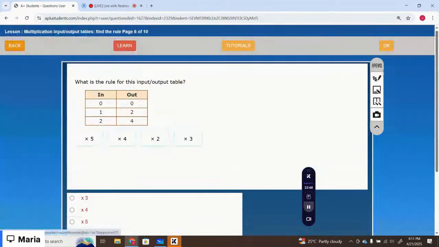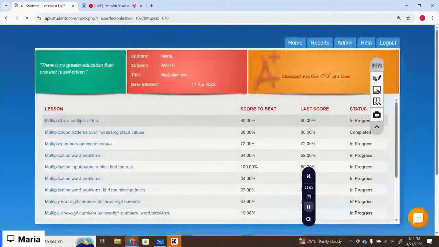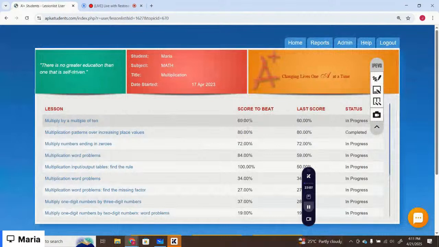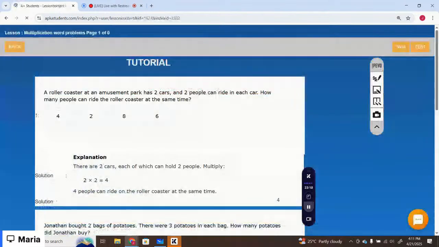Okay, you can complete the lesson by yourself. Let me just move on to the next lesson, that is multiplication word problems. Let's just start with the test questions.